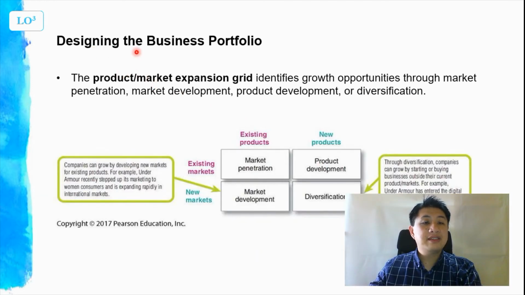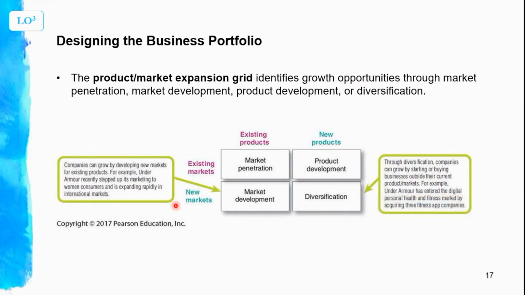Another way we can design the business portfolio is using what we know as the product market expansion grid, which identifies growth opportunities through market penetration, market development, product development, or diversification. How is that done? It is through a matrix with existing and new markets versus existing and new products.